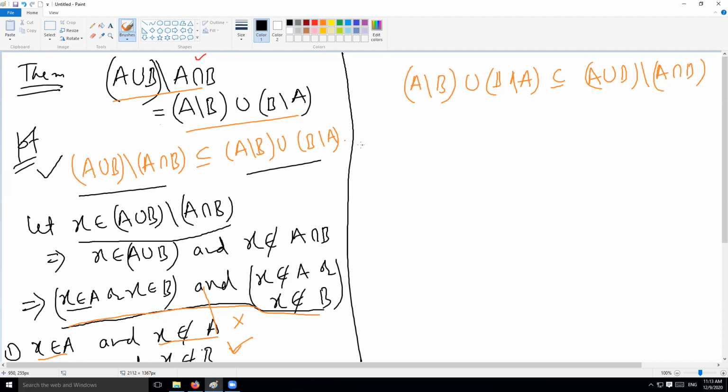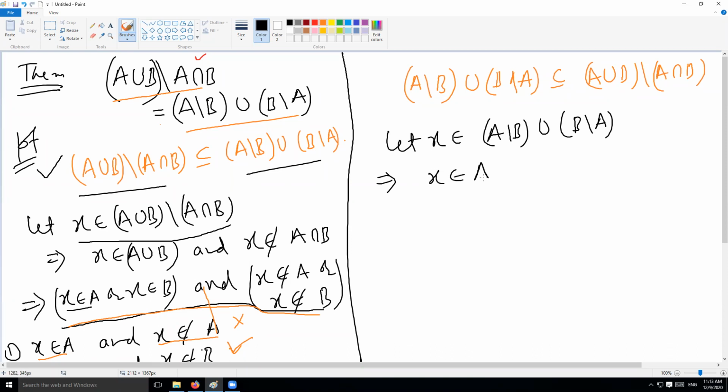So let's prove it. How to do it? Let's pick an element from A minus B. This must be straightforward. Minus B minus A actually. Okay, so what would this be?